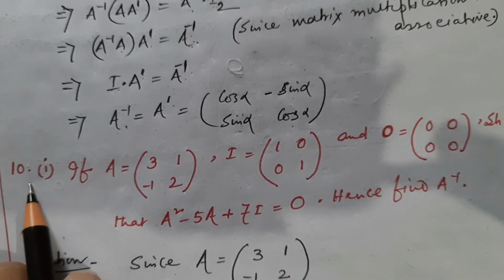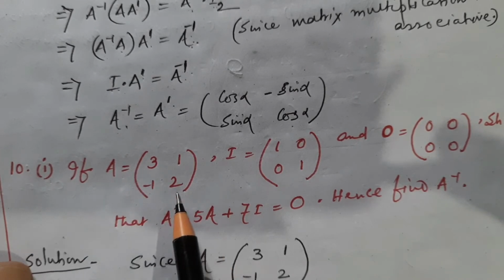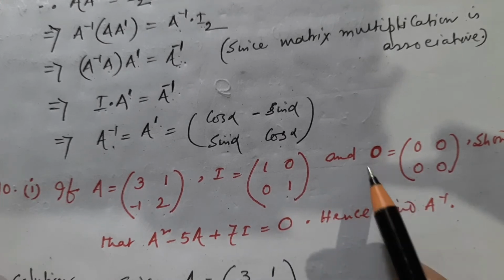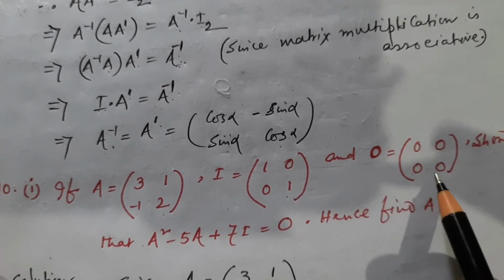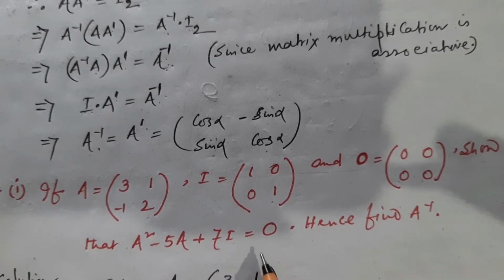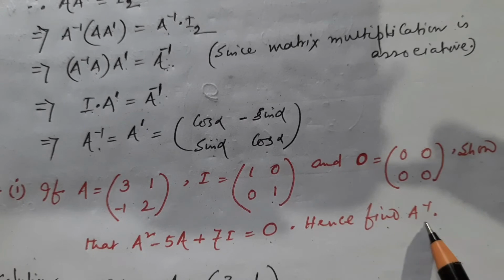Next, question number 10 part 1. If A equals to [3 1; minus 1 2], I equals to [1 0; 0 1], and 0 matrix that is equals to [0 0; 0 0], show that A square minus 5A plus 7I that is equals to null matrix, that is 0, and hence find A inverse.